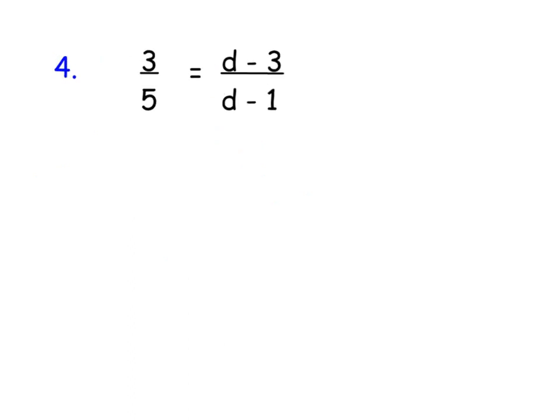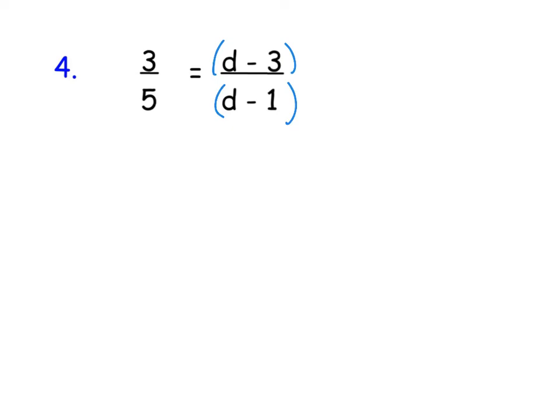Let's have another one like that. So example 4, this one's got suddenly a lot more in the numerator and denominator. So I'm going to put brackets around both of these. Okay, so where do we start? Do I do the 3 times the bottom or 5 times the top first of all?